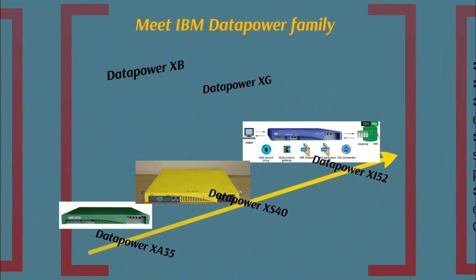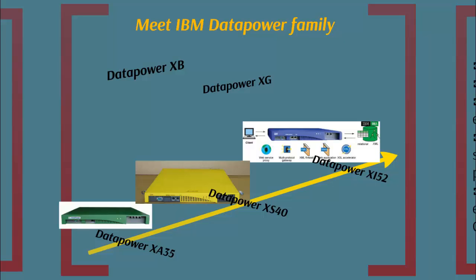Let's go back. The second member of the DataPower product family is XS40. S here stands for security. XS40 has all the capabilities of DataPower XA35, plus some more capabilities related to XML security.